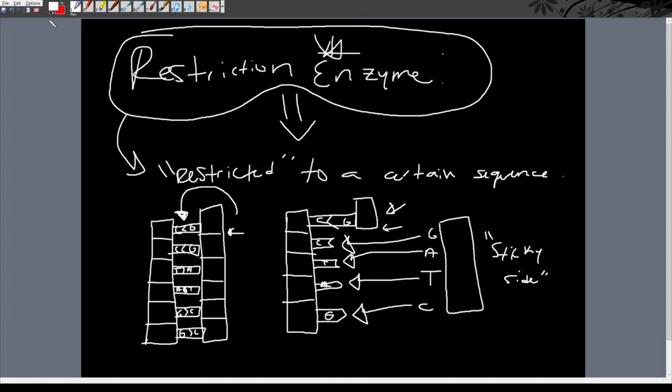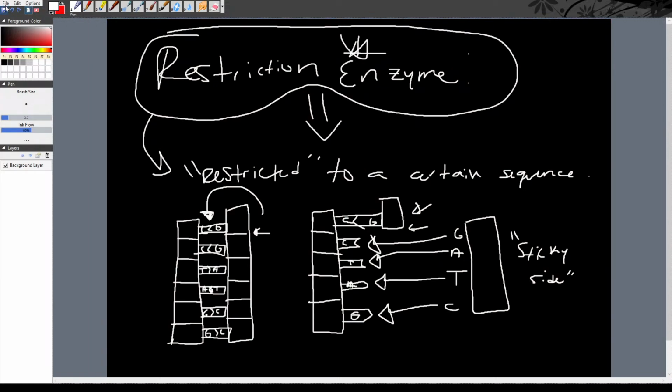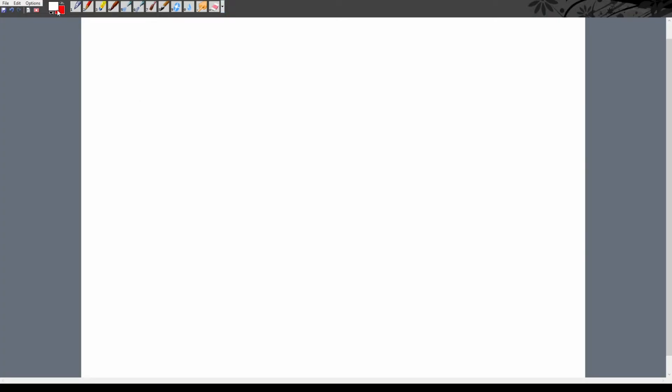Okay? Let me make a... what the heck just happened? I don't know what's going on. I never used this software before. It's a new one. I'm going to make a new page. Oh my god. There we go.